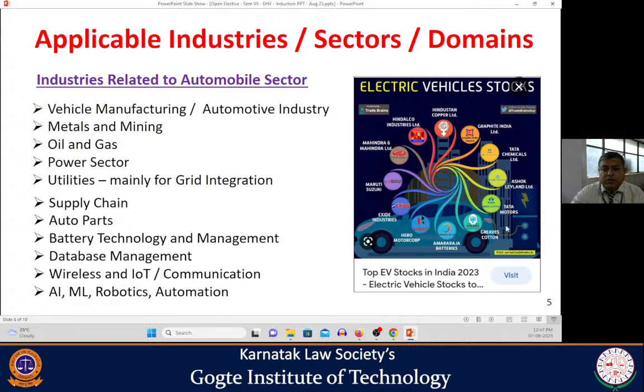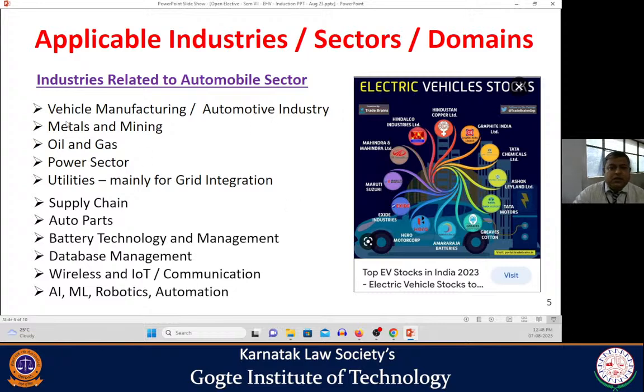Ashok Leyland and Tata Motors are into the body making part. Greaves Cotton is into seats and other things. Amara Raja Batteries, Hero MotoCorp, Exide Industries. So from chemical to mechanical to IT to electronics, everybody is chipping in and contributing now in 2023 to vehicle making.